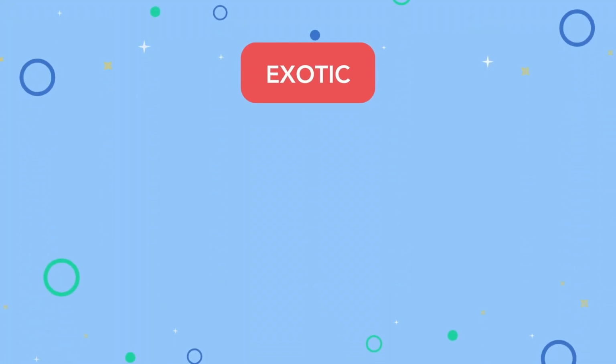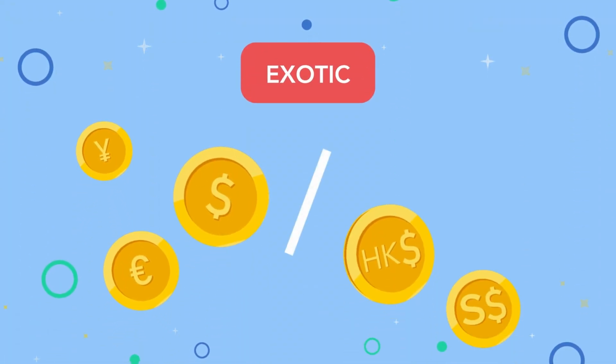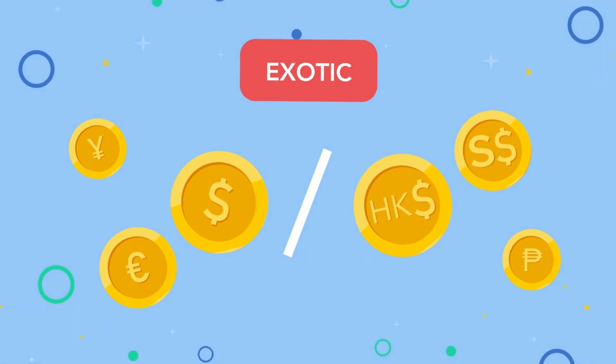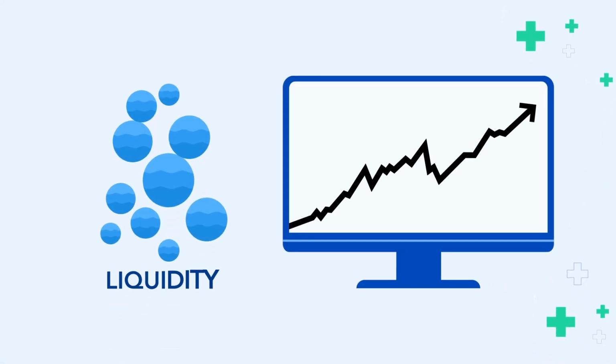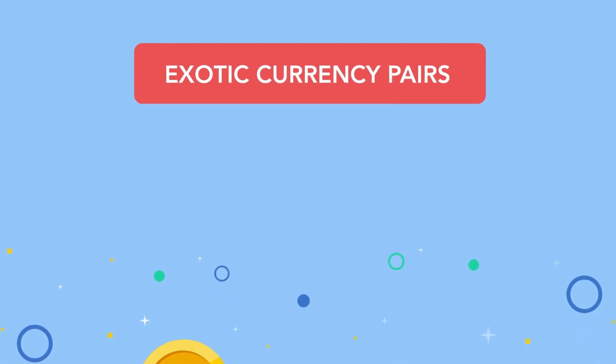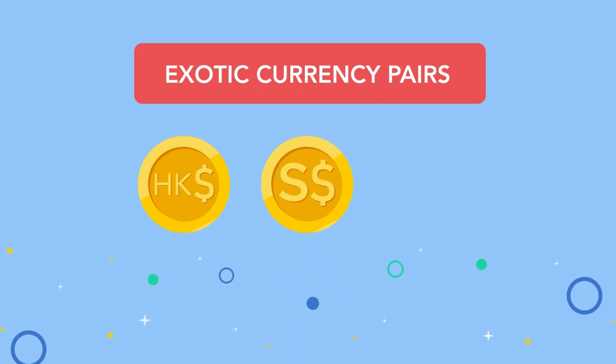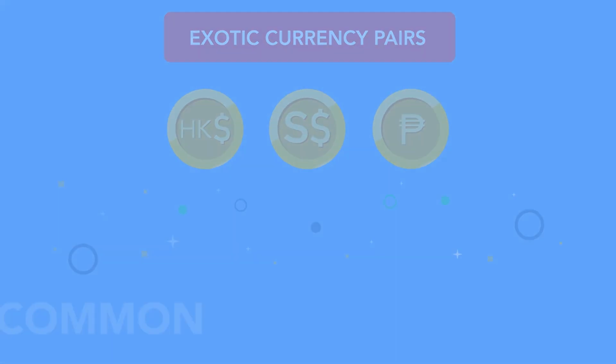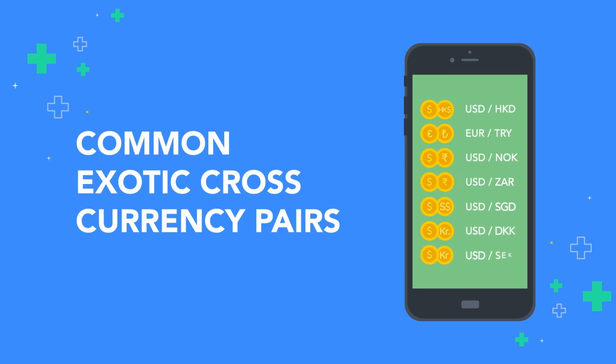Exotic currency pairs are made up of major currencies paired with currencies of emerging economies. They have lower liquidity and wider spreads compared to major and minor currency pairs. Examples of exotic currency pairs include Hong Kong dollar, Singapore dollar, or Mexican peso. The exotic currency pairs include the following.